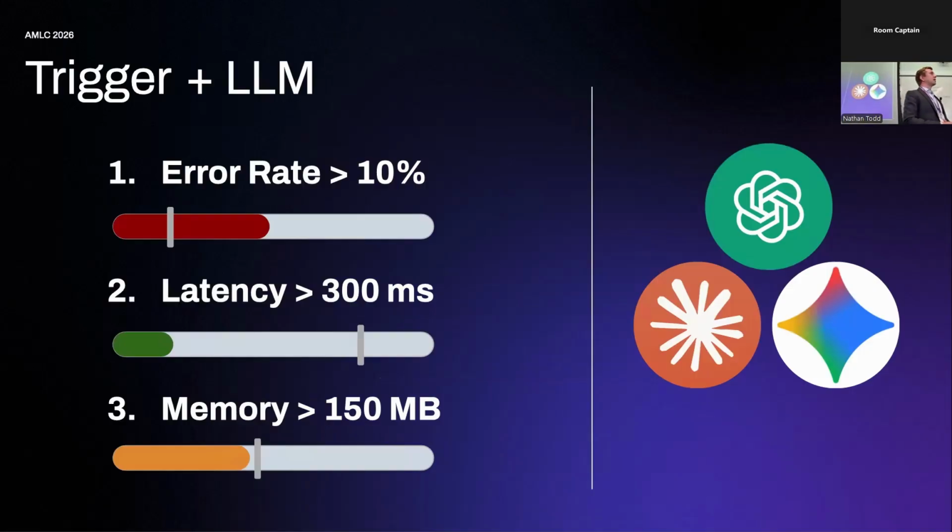So let's talk a little bit more about the trigger and the LLM for our use case. In our backend, we keep track of three different metrics: error rate, latency, and memory. I have arbitrarily chosen these thresholds. If any one of those thresholds is triggered, our agent will go ahead and get started and start investigating.